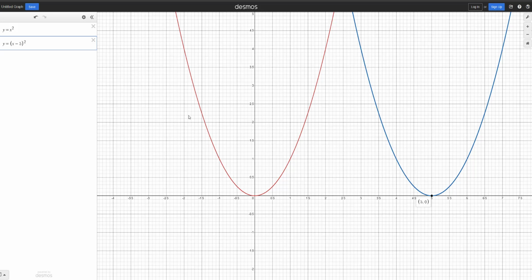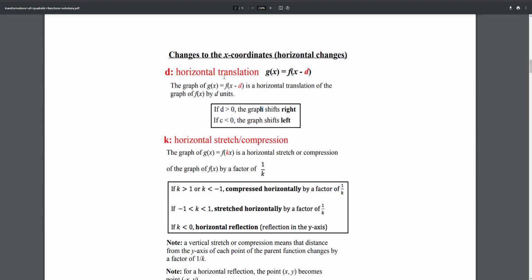So just be very careful with that. That's the only trick when it comes to d value. Otherwise, it's pretty straightforward: left or right, by the number amount.